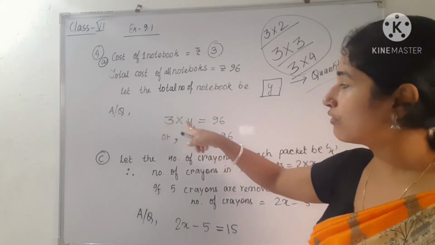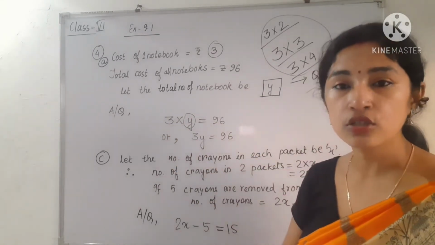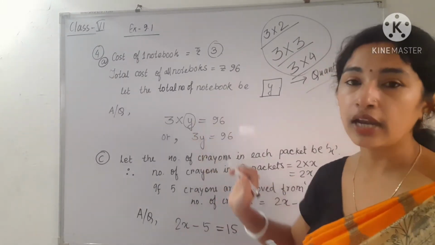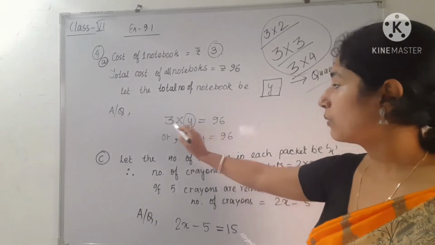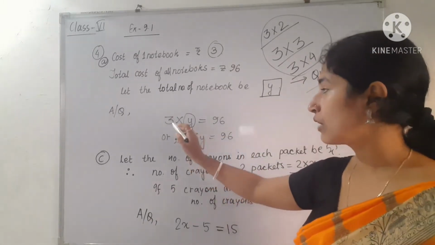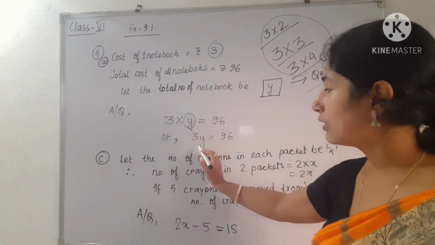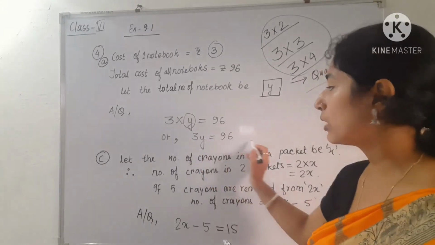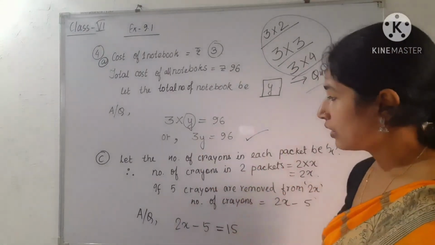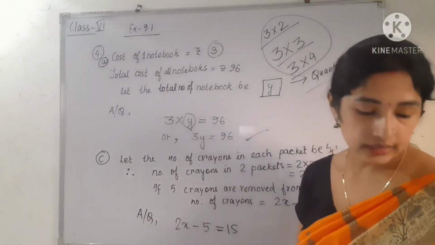So according to the question, we can write 3 into y. y is the total number of notebooks, which is not given, so no need to find it, but here we have to write that variable. So that will be 3y is equal to 96. If you are taking n, you can write n also, that will be 3n. So 3y is equal to 96, that is the algebraic equation. Next is B, you have to do it by yourself. And next is C.